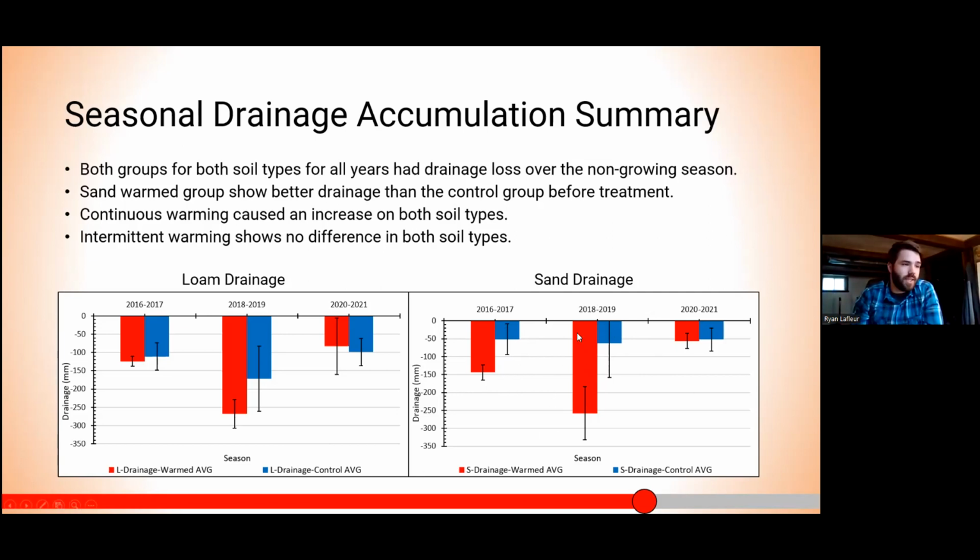So there is a significant increase in drainage in both the loam and the sand lysimeters. And then, as we saw previously, there wasn't really a change in water storage, so we don't expect any large change in the drainage for the intermittent group.